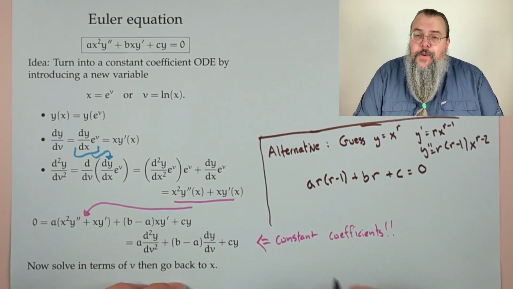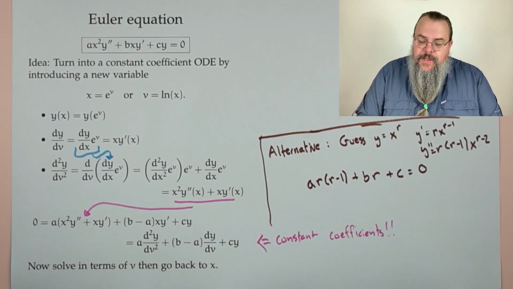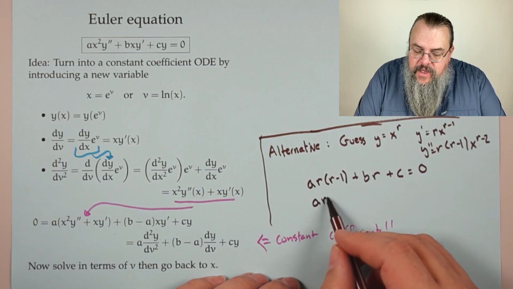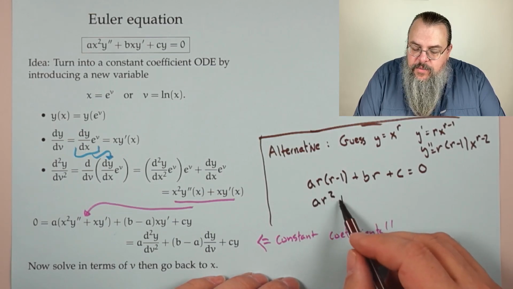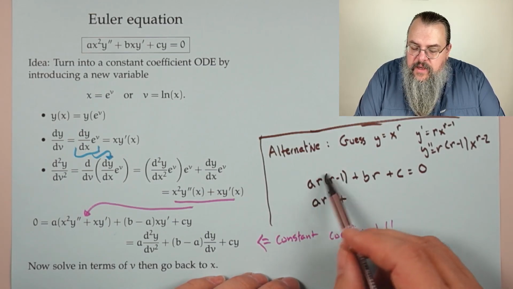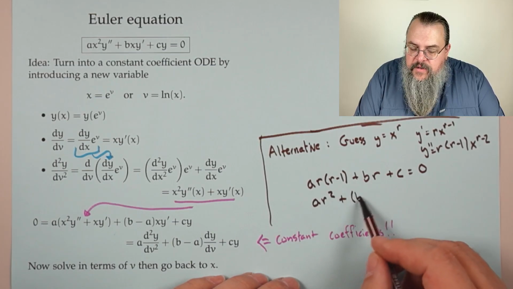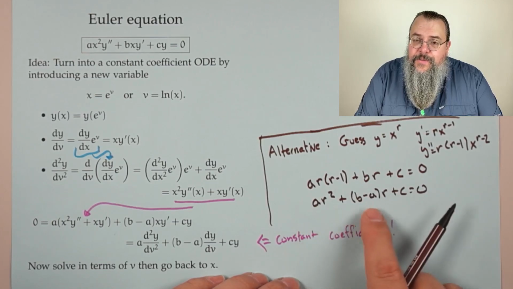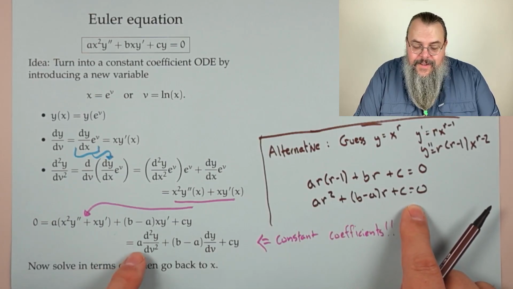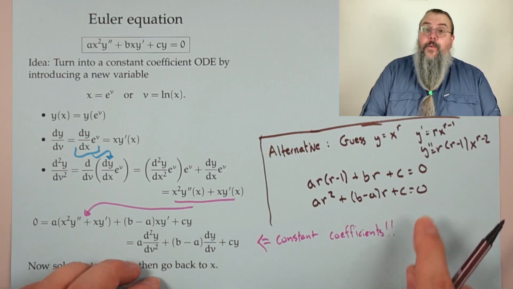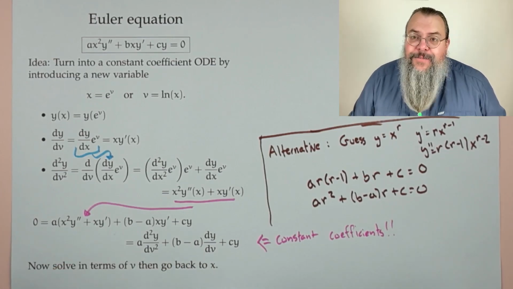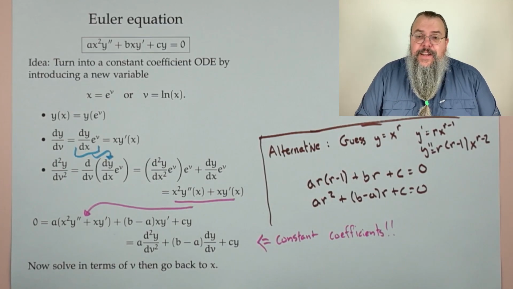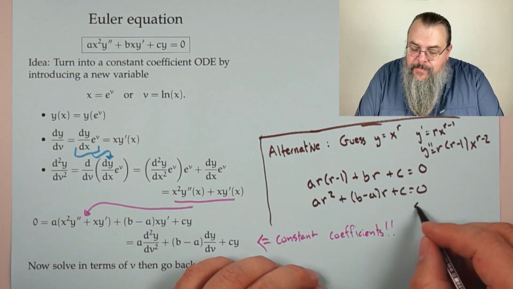Now, one more thing to note. What do you see here? Well, if you expand, you get a r squared plus (b minus a)r plus c equals 0. Do these coefficients look familiar? They're these coefficients. That's so much simpler. Right, and you end up at the same point. And now you solve for r.